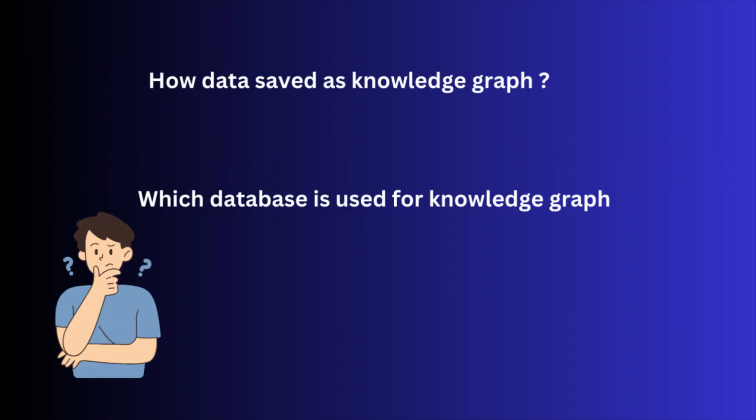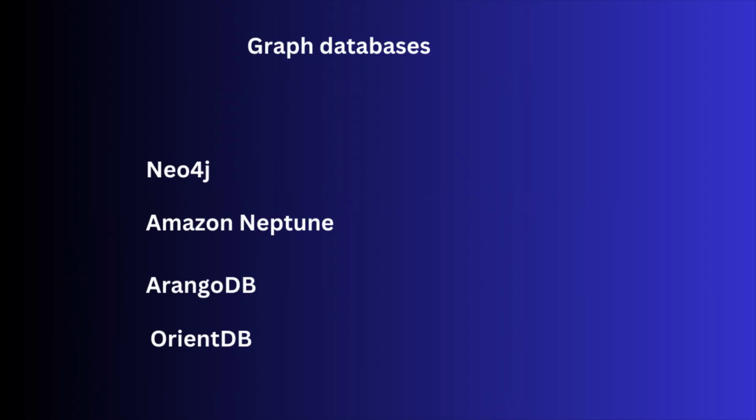So how can we store this data? Is there any specific database available for this? We can use graph databases for this. Using a graph database, we can store and retrieve this data. Some of the graph databases that are available are Neo4j, Amazon Neptune, ArangoDB, OrientDB, etc.